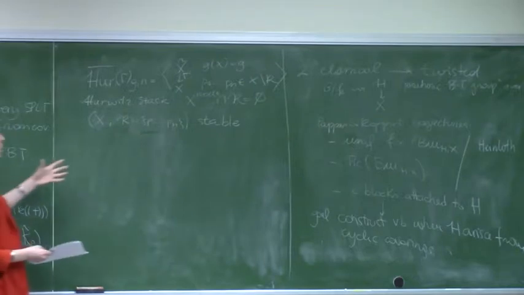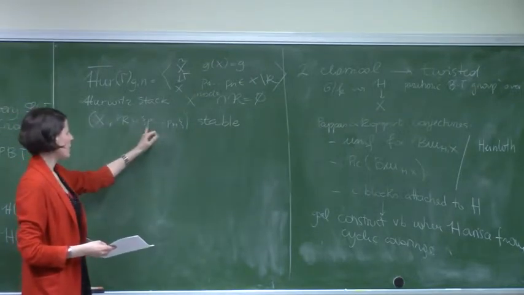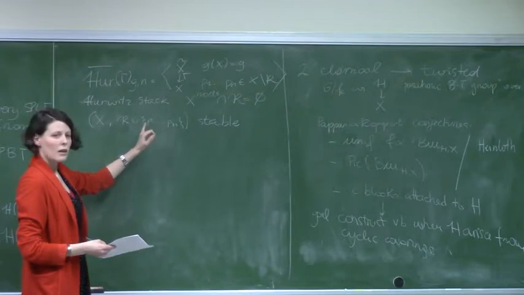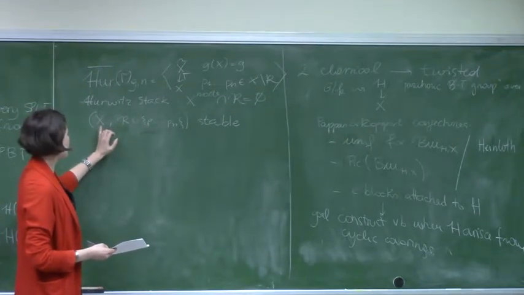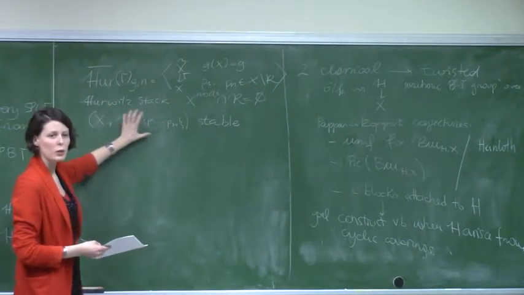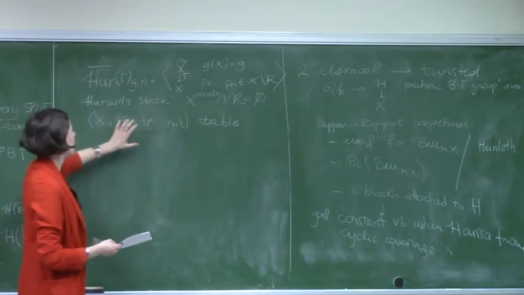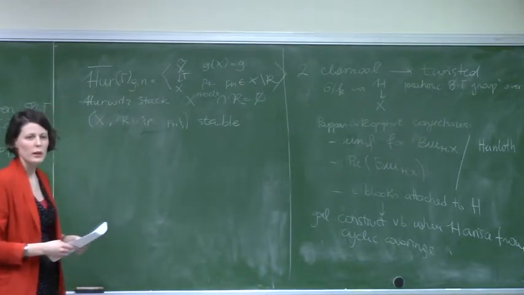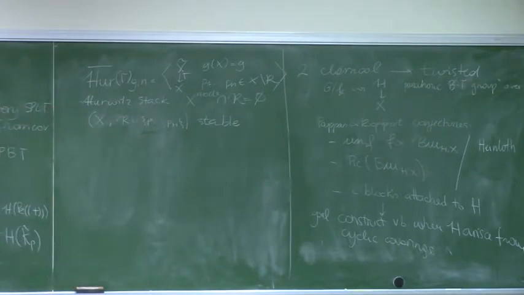So somehow, I could say that X with the P's alone may fail to be stable. X itself without the marked points? The X with the P's, without R. Yeah, it could, but I think it's also the R. Okay. So this is what I have.